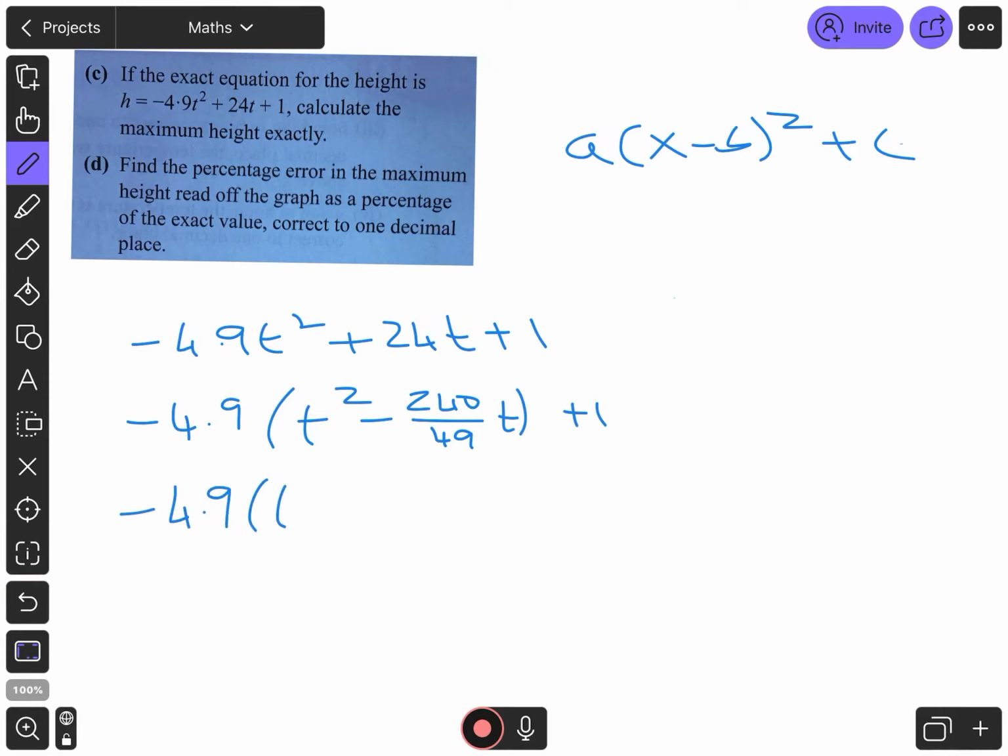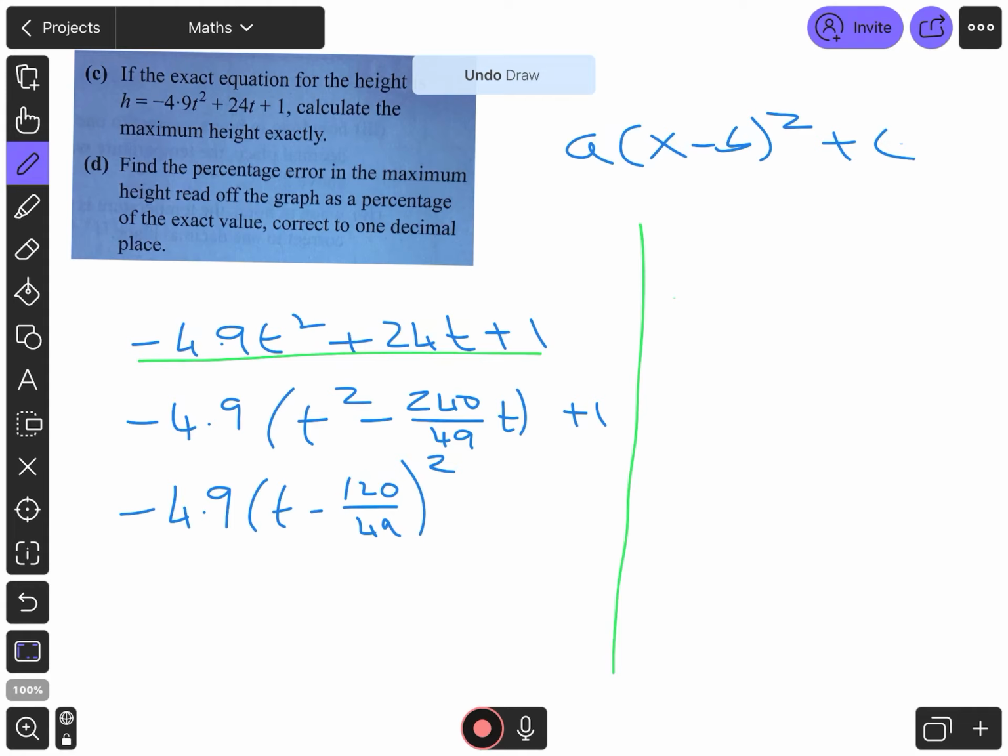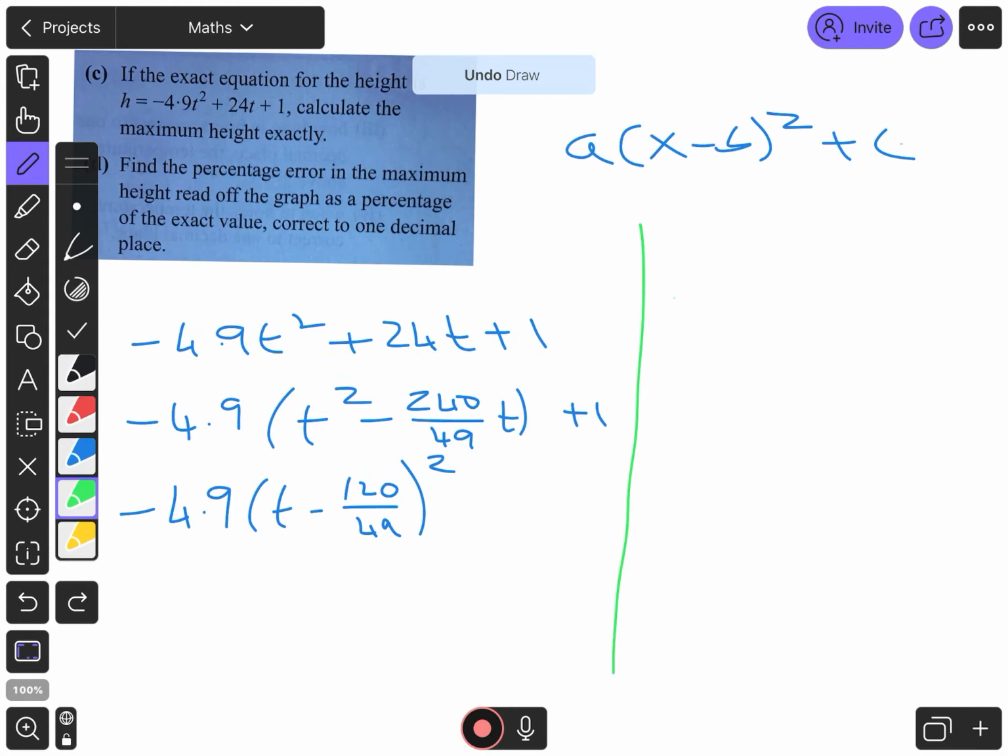So I'll have minus 4.9, I know it's t minus, I now must divide this by 2 to make that 120 over 49, and then that is squared, and then my plus 1 is left off there, because when I multiply this out, I need to figure out what I need to add to here to get it back to the plus 1. So I'm going to just put my line down here, and these are going to be my workings. Now what I mean by workings is I'm going to multiply this out and see what I need to do to get it back to this.